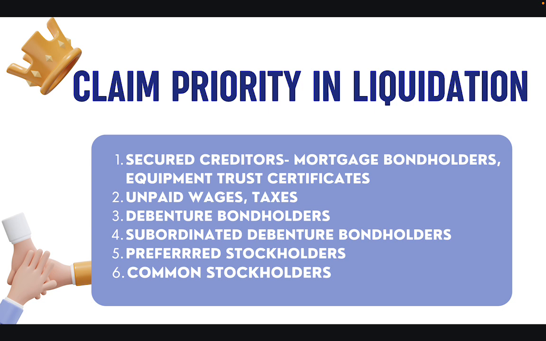And then you've got the debenture bondholders. And then remember, sometimes we have subordinated debenture bondholders. If they decide to issue additional bonds, those come next. And then you have your preferred stockholders. And lastly, you have your common stockholders. Okay. And that's it. That's corporate debt.